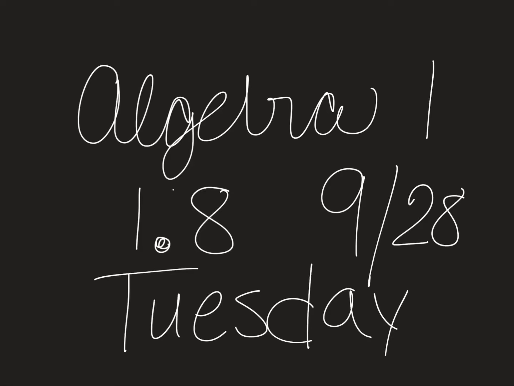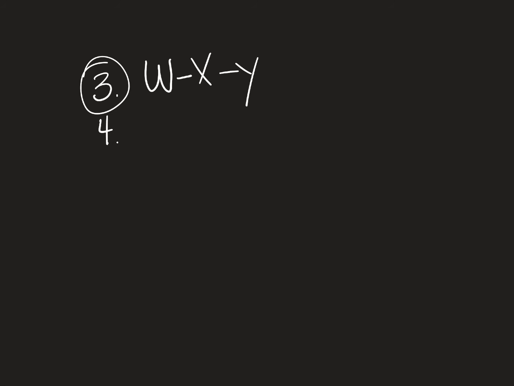So let's go through the answers from page 33. Number 3, your answer should be W minus X minus Y. If you had W plus a negative X plus a negative Y, your answer would still be correct, okay? Number 4, your answer should be 4M minus 6N minus 21.